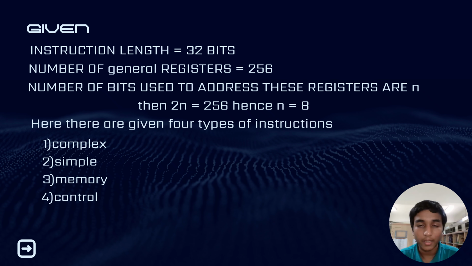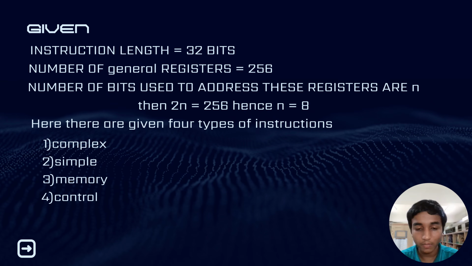Hello guys, I am here to explain the second question, which is regarding instruction and coding. I am Vijala Durga Suhas. Here it is given in the question that the instruction length is 32 bits and that the number of general registers equals 256. If we assume the number of bits used to address the registers is n, we know that 2 power n equals the number of registers, then 2 power n equals 256. Hence, n equals 8.